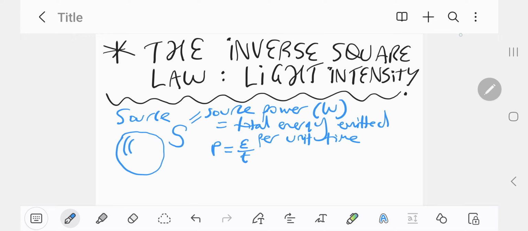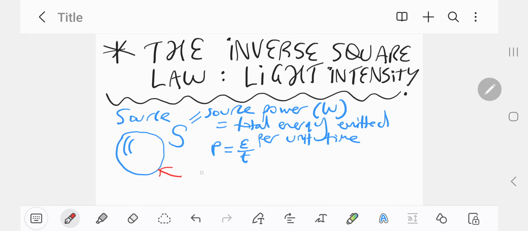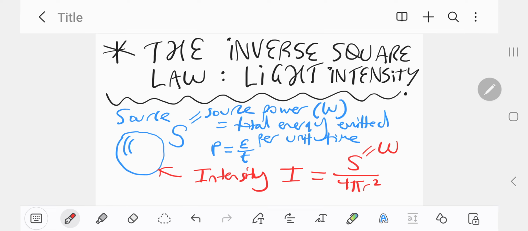Now the intensity, so let's imagine that you're on the surface of the star. So at the surface here, the intensity I, capital I, is given as follows. It's equal to capital S divided by 4 pi r squared. Now, S is the power. Power is in watts. That's the numerator.